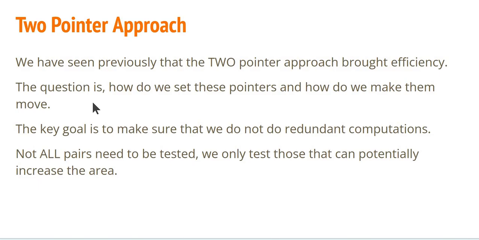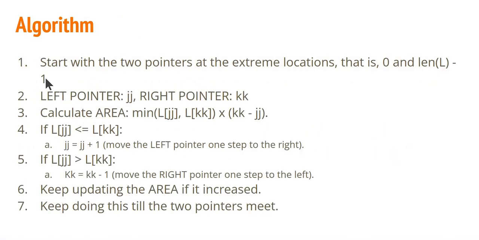So what I'll do is to first describe the algorithm in words, and then we will look at some illustration of it, and then we'll see why this illustration makes sense and what is the intuition behind this before we start to code. So we'll start with two pointers at the extreme locations, at 0 and length of L minus 1. Remember, L is that list which contains the length of those lines. I'm going to refer to the two pointers as JJ for the left pointer, KK for the right pointer. For this location of JJ and KK, I will calculate the area, which is given by the minimum of L[JJ] and L[KK], so the smaller of the two lines, multiplied by KK minus JJ.